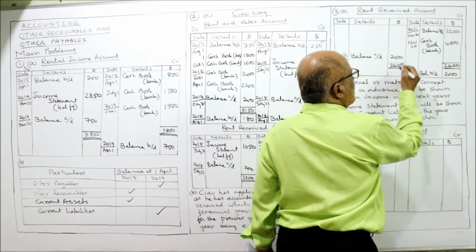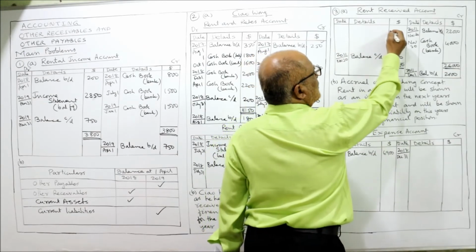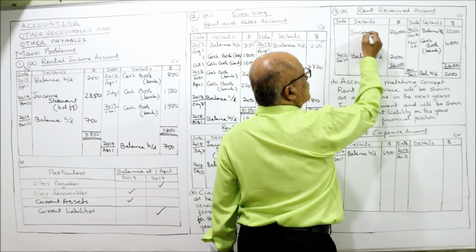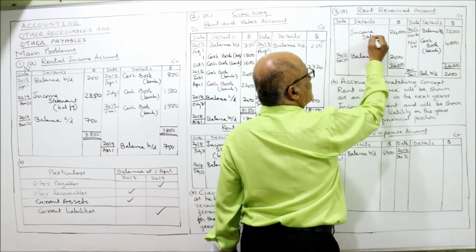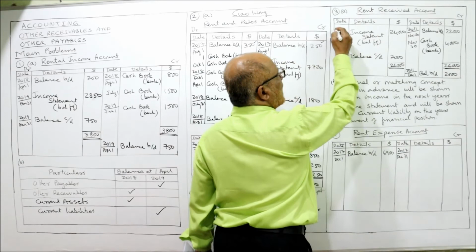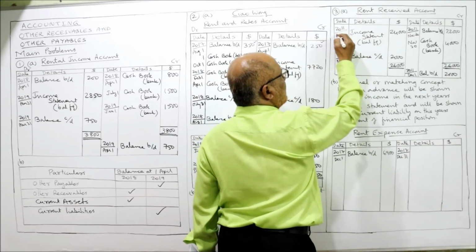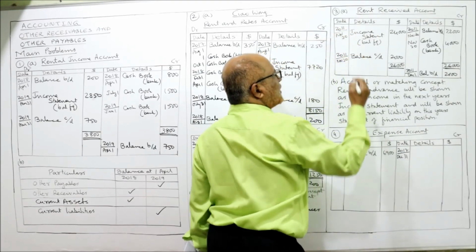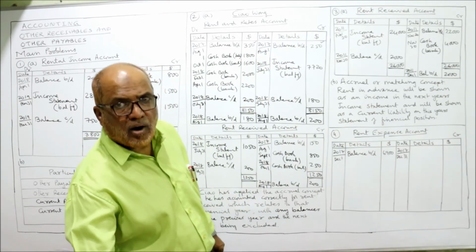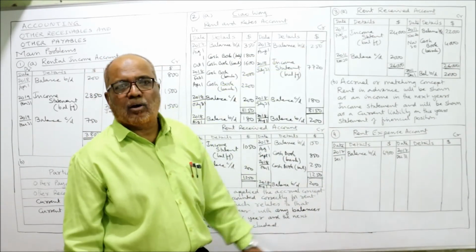26,000. From 26,000 deduct 2,000. So 24,000 is the amount transferred to income statement, balancing figure. This is the last date, 2011 November 30. Over. That's all. So we have completed the rent received account.